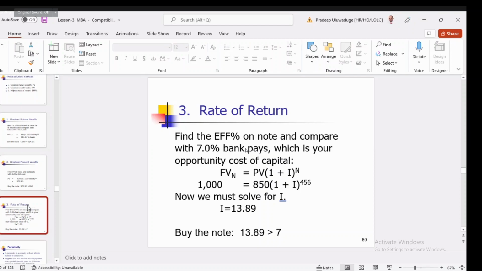So when you solve for I, it's easy. 1000 rupees divided by 850 equals (1 plus I) to the power 456, right? So you can raise both sides to the power 1 over 456, and then you can simplify it. You get I equals 13.89, which can be compared with the bank's effective rate of 7%. So it is greater than 7%, which implies that it's profitable investing in the note, right?